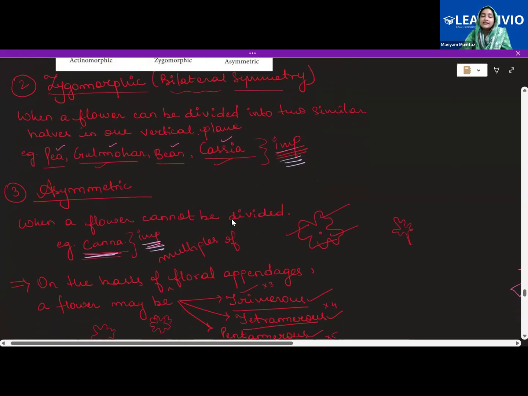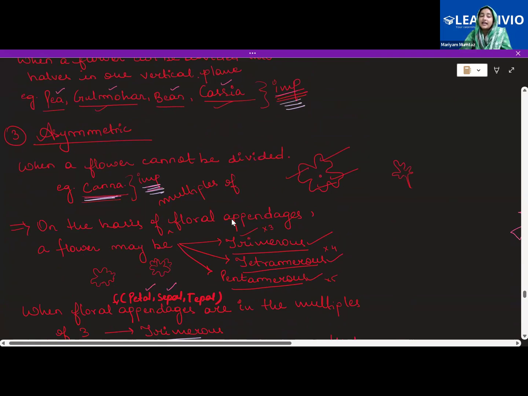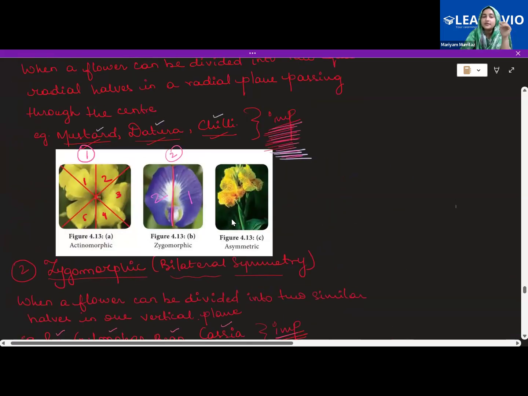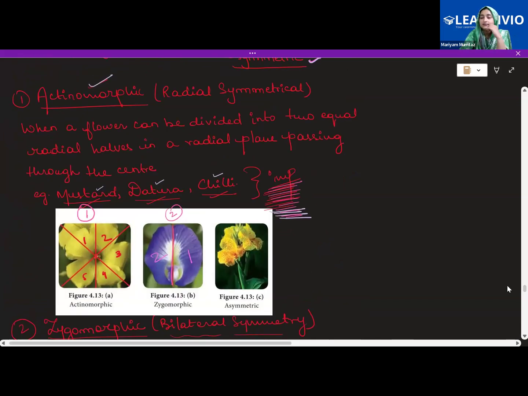And then there's the last kind of symmetry, that is the asymmetric flower. Asymmetric flowers are those that cannot be divided into any equal parts because their shape is in such a way that you can't divide it into equal halves. So you'll call it the asymmetric flower. Is it clear, students? The three types of symmetry of the flowers are clear?